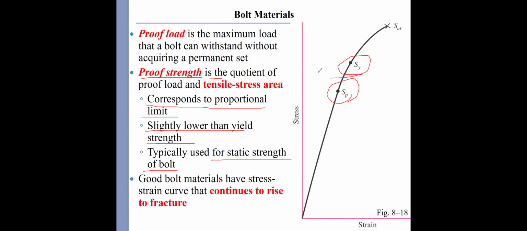And remember that the proof strength is typically used for static loading, but not dynamic, not fatigue. Okay, and a good bolt material has a stress-strain curve that continues to rise to fracture. That means it's not suddenly fractured. It's gradual and continuous to fracture.